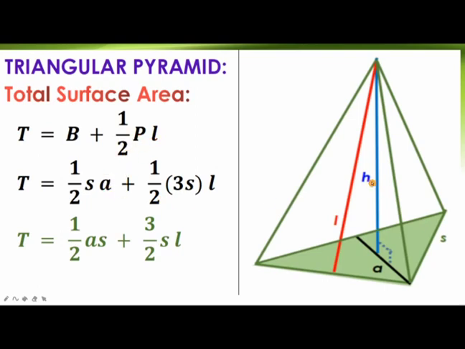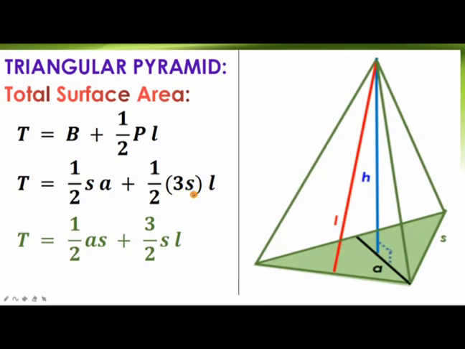Note that the base is an equilateral triangle with side S and with height A. Being a triangle, the area of the base is 1/2 S times A, S being the base of this triangle and A being the altitude. For the perimeter of this triangular base, denoted by P, since S is the length of all the sides, then the perimeter is 3S.